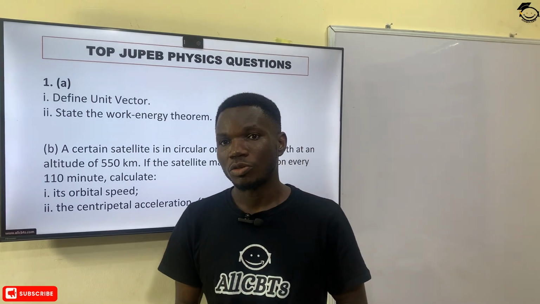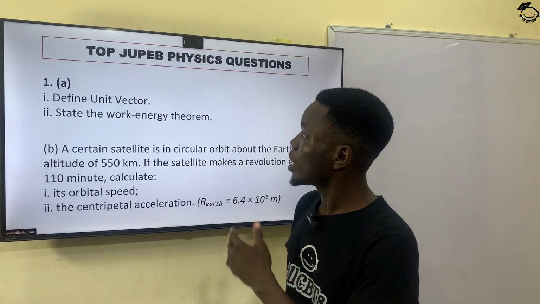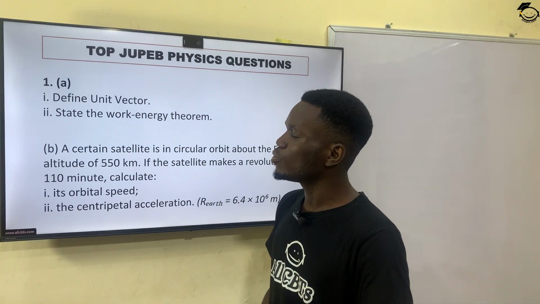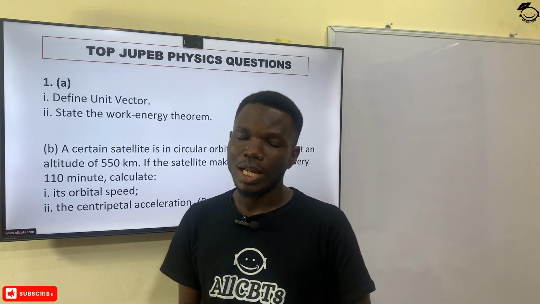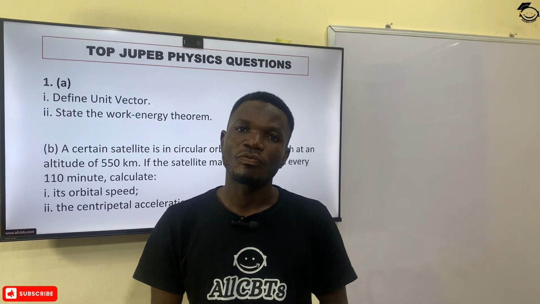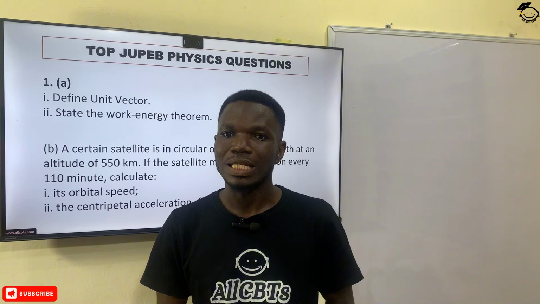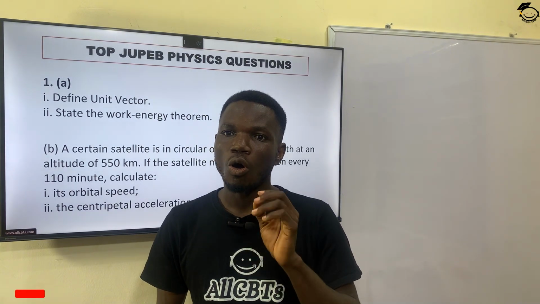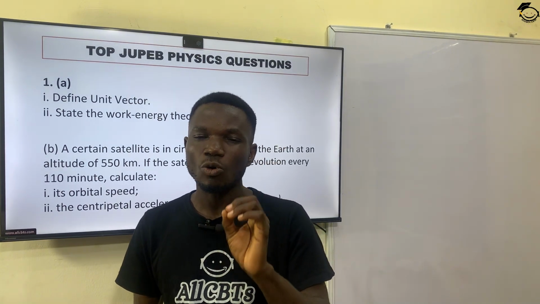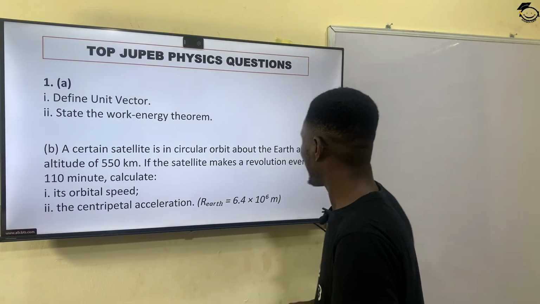And the first question here says, question number 1(a)(i): define unit vector. A unit vector is a vector that has the magnitude of 1, and it indicates only the direction of the vector.